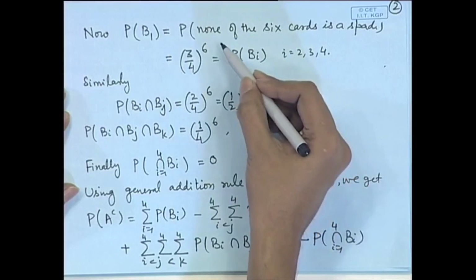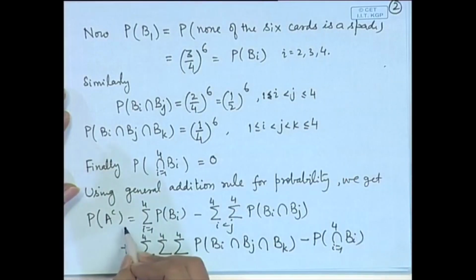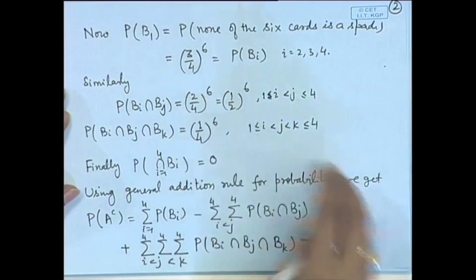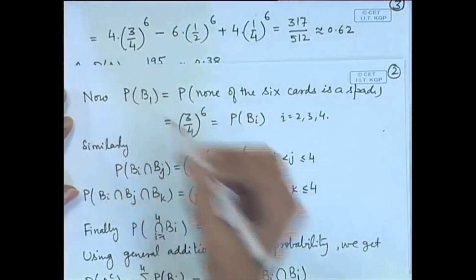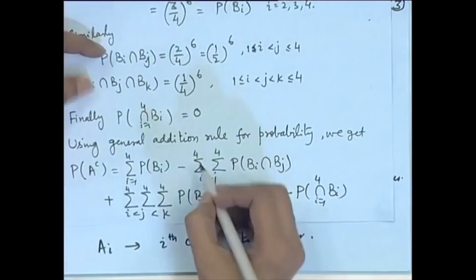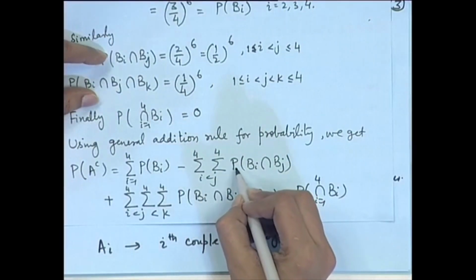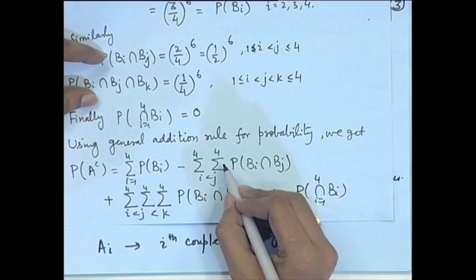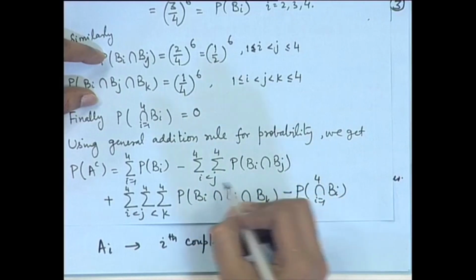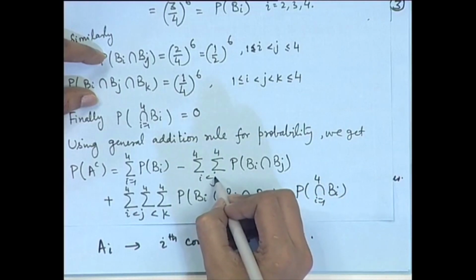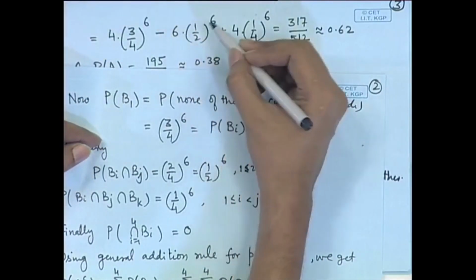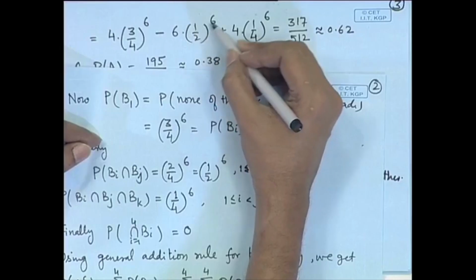Now, we substitute these probabilities in the general addition rule. So, there are 4 terms of probability of B_i. Each of them is equal to 3 by 4 to the power 6. Then, if we look at the second term, which has the probability of intersection of 2 events, then out of 4 there are 2 selections, where i is less than j. So, it is 4 C 2 combinations. So, there are 6 such cases which have probability half to the power 6.